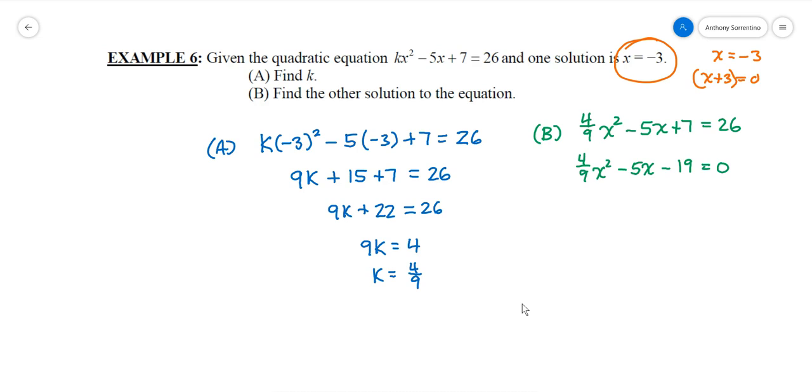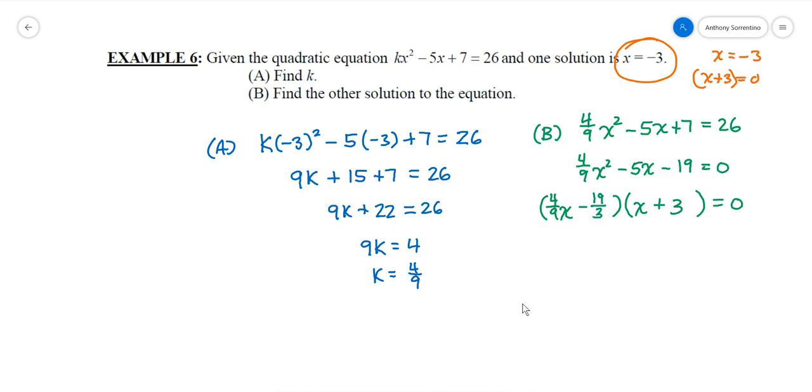But what I'm going to do is say, okay, well, I know I'm going to have a 4/9 x and an x to get that 4/9 x squared. And I know I want to have an x plus 3 here, because I mentioned before, if x equals -3 was a solution, that means x plus 3 would be a factor of this equation set equal to 0. The thing I had to think of now is, what would I multiply 3 by to get a -19? Well, I'd have to have a minus 19/3 here.